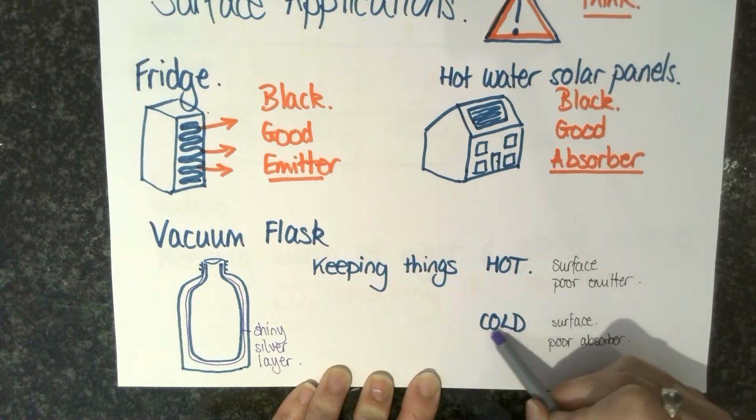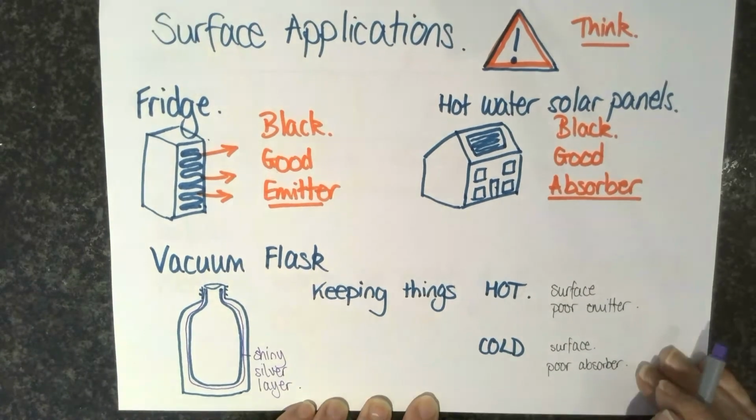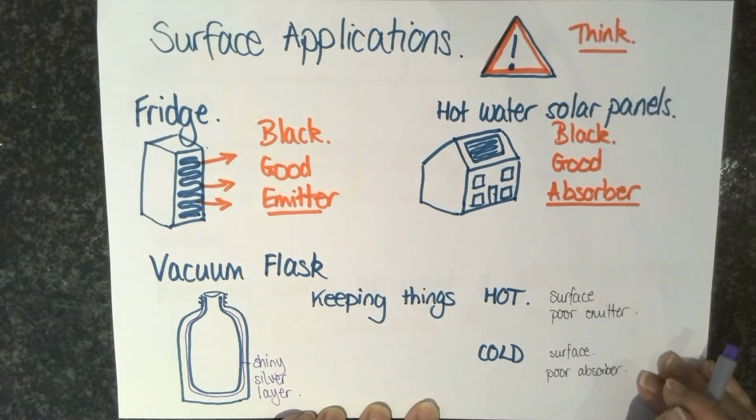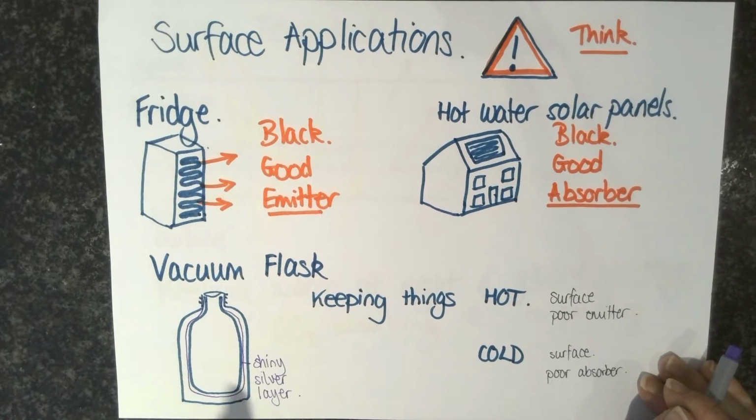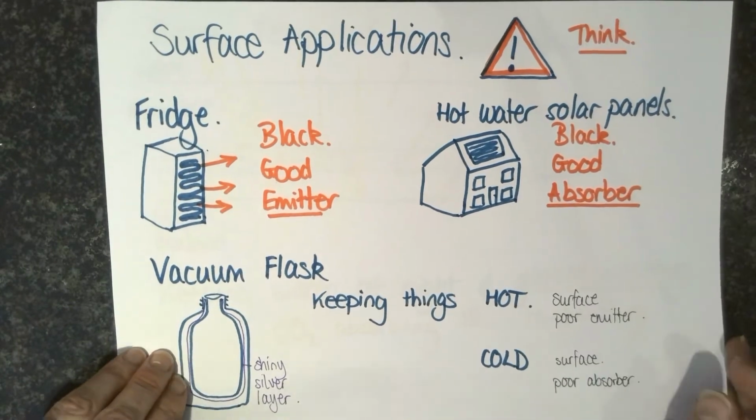But you just need to be clear when you're thinking about answering questions. What is the surface application? What's it trying to do? Do we want to absorb or emit more, or do we want to prevent absorption and emission?